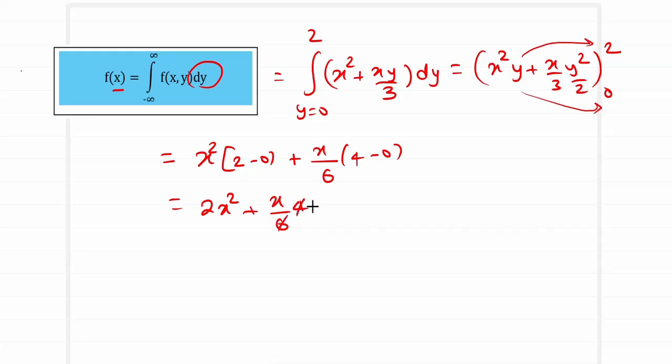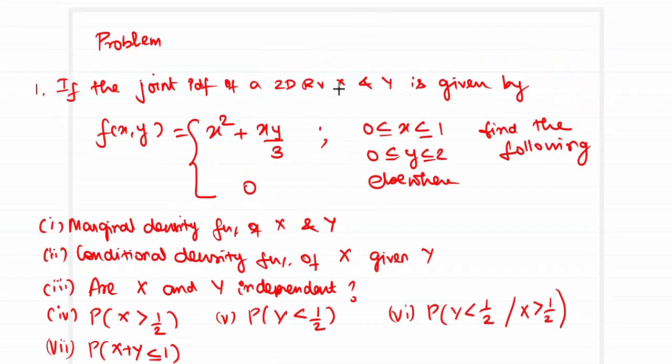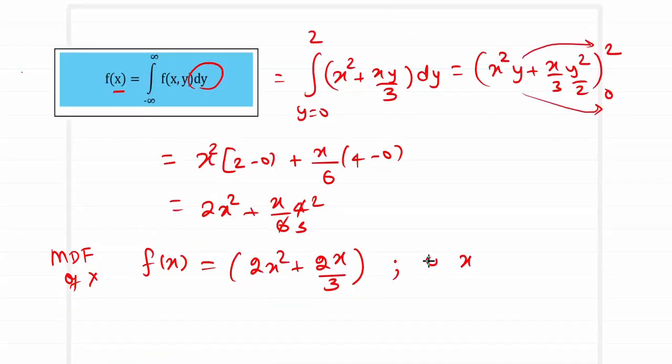So this can be cancelled off with 2 by 3. So the function f of x, the marginal density function of the random variable x, f x is given by 2x square plus 2x divided by 3. And we will have to complete the function by defining its range. The range is for the variable x. What is the range of the variable x? x varies between 0 to 1. This completes the marginal density function of x.